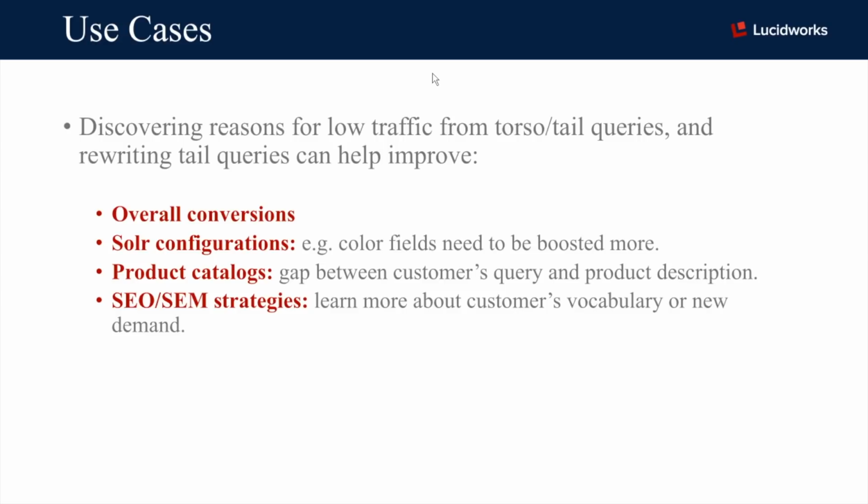For example, if there's a new product that just came out, it may take a while for Wikipedia to update if it's an important product. But I bet you can capture it in your tail queries the next day if you don't have it in stock.